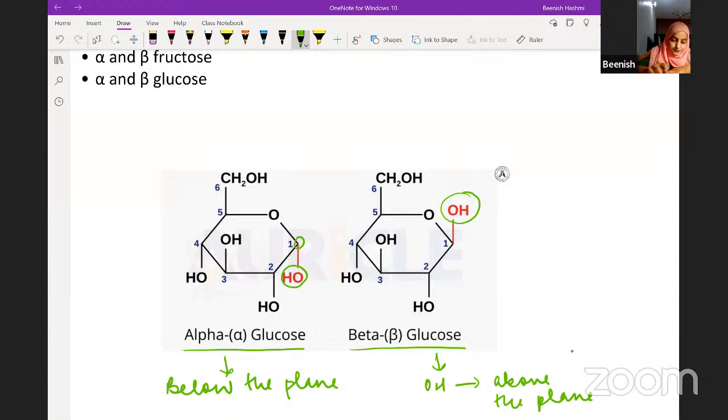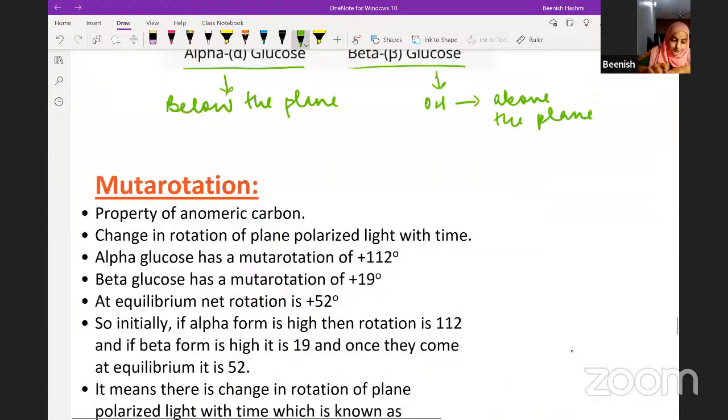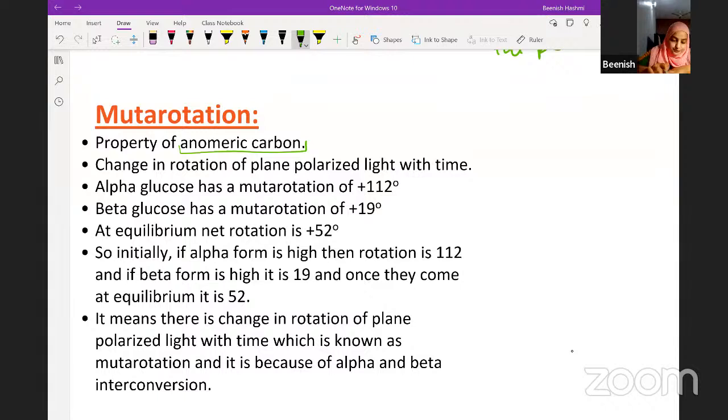Then moving on to mutarotation, the property of anomeric carbon. There is a change in rotation of plane polarized light with time. Now, alpha glucose has a specific rotation of 112 degrees and beta glucose has a specific rotation of 19 degrees. And at equilibrium, the net rotation is 52 degrees. So initially, if the alpha form is high, the rotation is 112 degrees, and if the beta form is high, then it is 19 degrees. And once they come to equilibrium, it is 52 degrees.